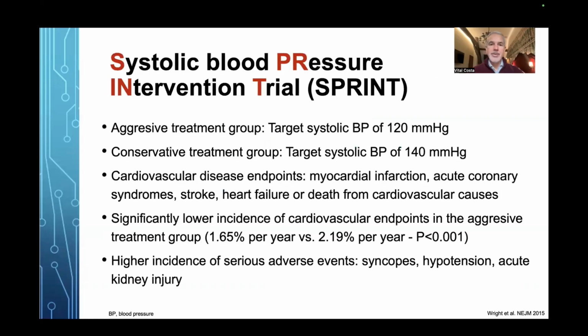The problem is that there's a tendency to treat systemic hypertension more aggressively. In this study, the Systolic Blood Pressure Intervention Trial, SPRINT, there was a group treated aggressively with a target systolic blood pressure of 120 versus a conservative treatment group which had a target systolic blood pressure of 140. What they saw was a significantly lower incidence of cardiovascular endpoints in the aggressive treatment group. However, there was a higher incidence of serious adverse effects like syncopes, hypotension, acute kidney injury.